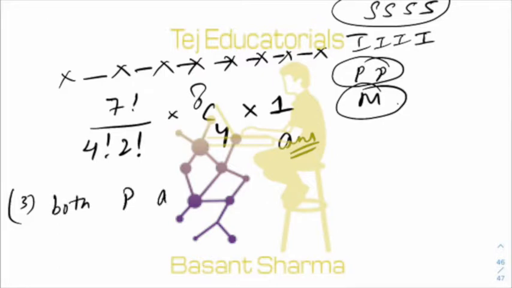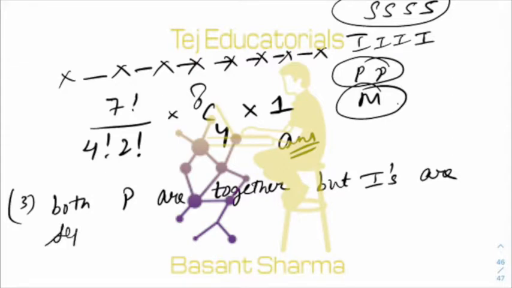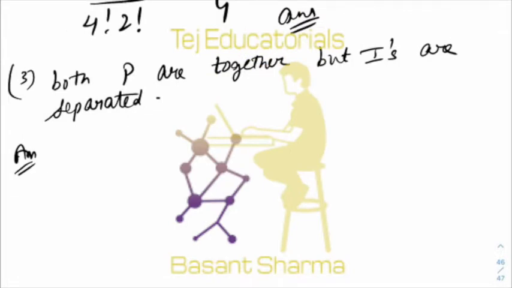both P are together but I's are separated. Okay, now you see, we want both the P's to be together. Okay, so put the two P's in one block. Alright, and I's are separated.